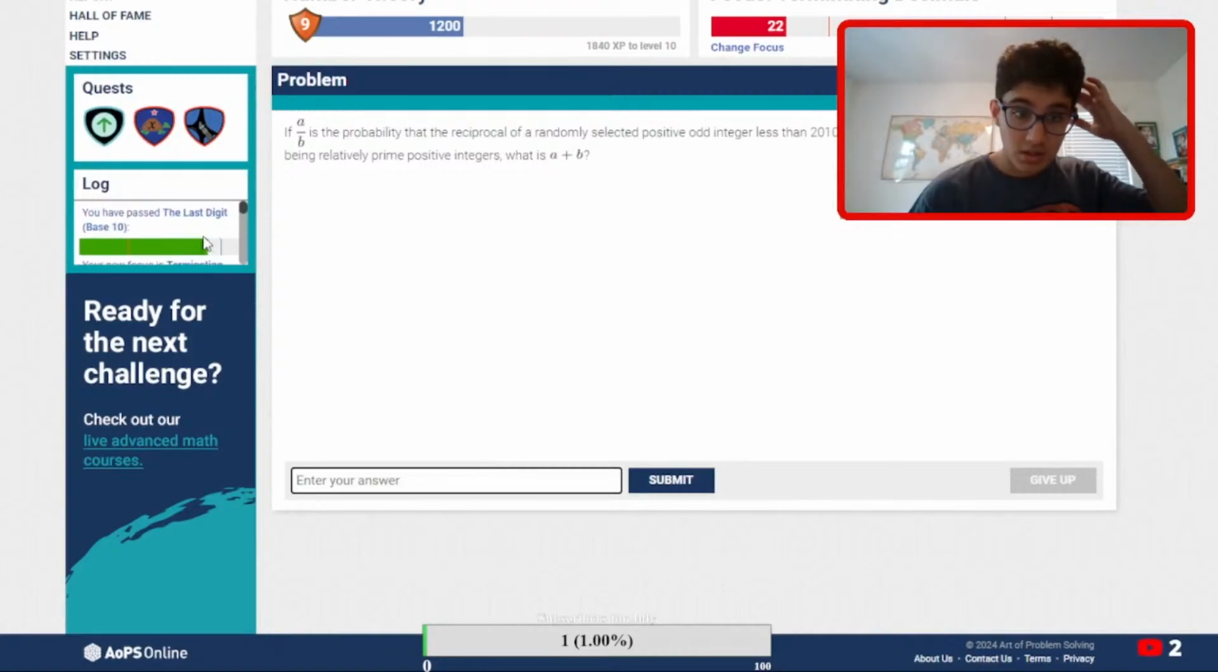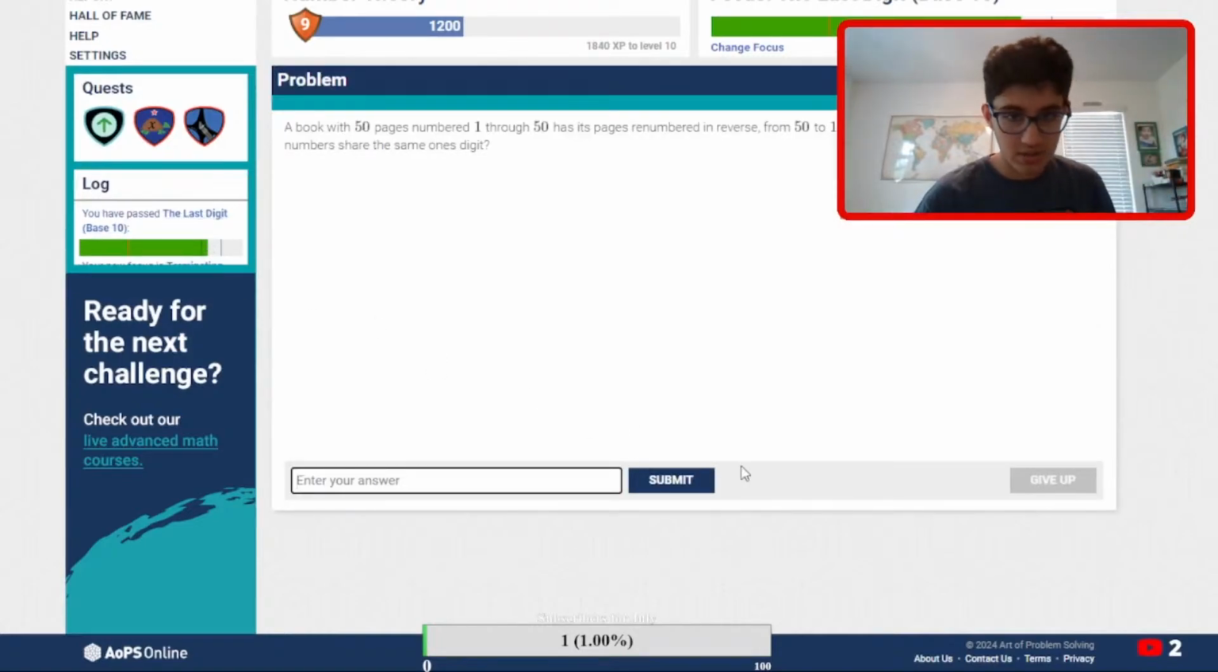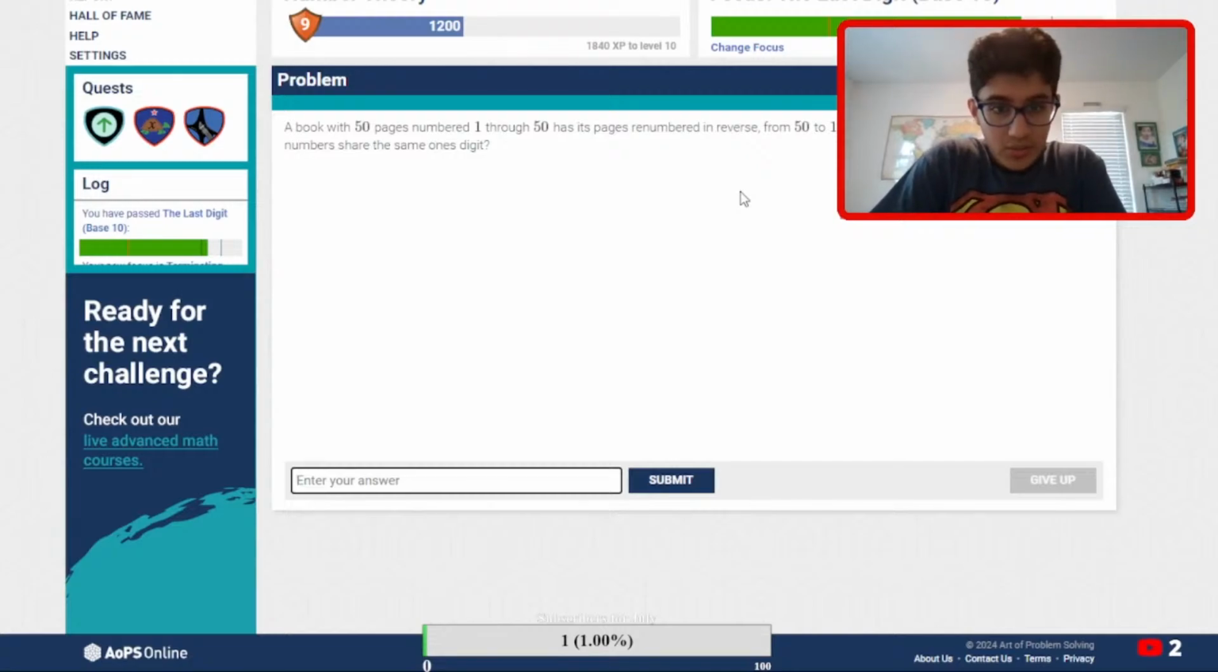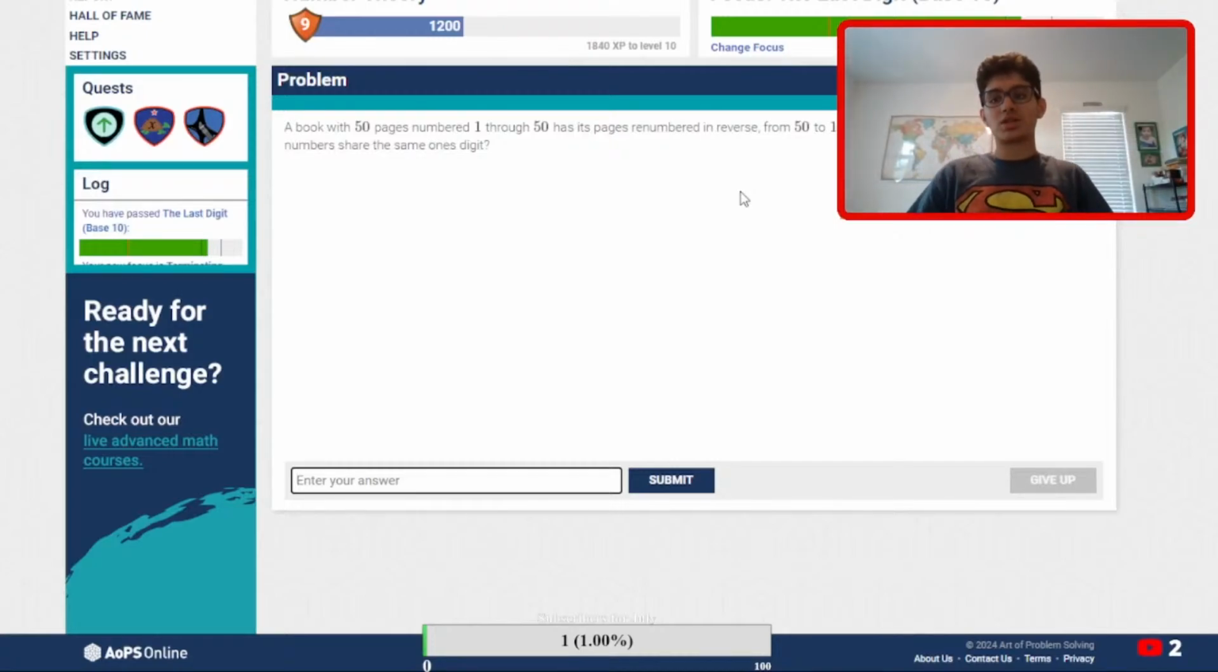Okay, great. I've passed the last digit base 10, but I want to master it. A book with 50 pages numbered 1 through 50 has its pages renumbered in reverse from 50 to 1. For how many pages do both sets of page numbers share the same ones digit?